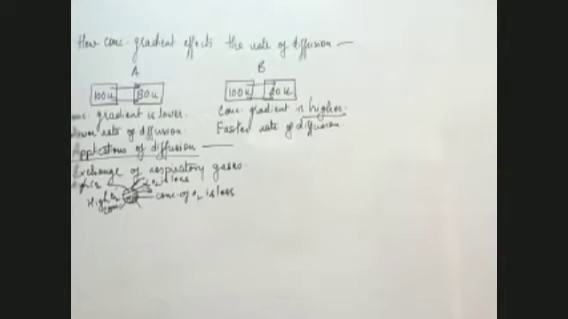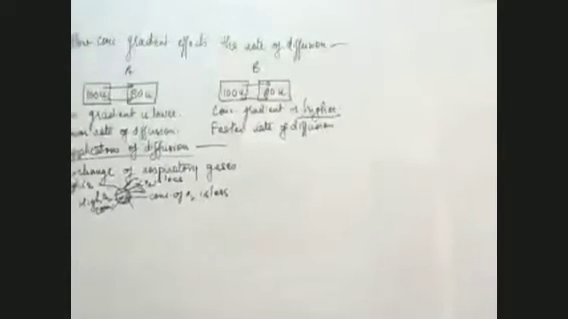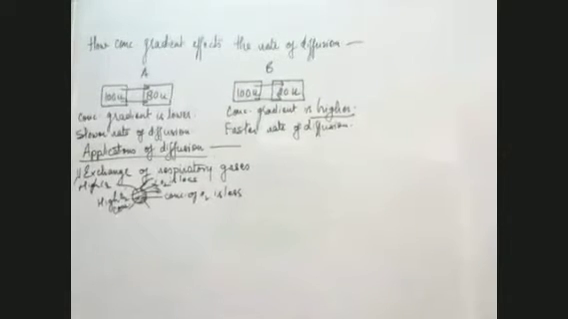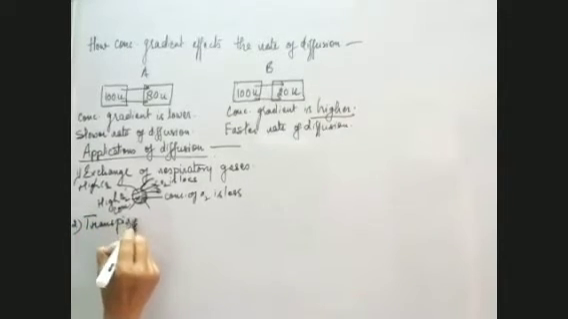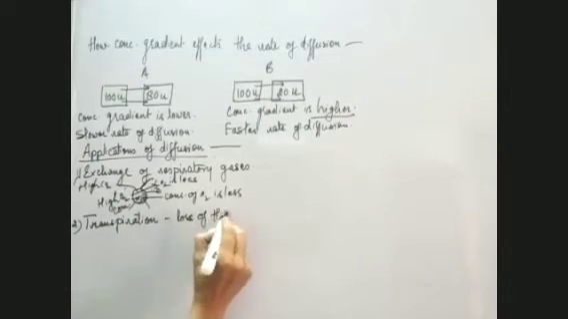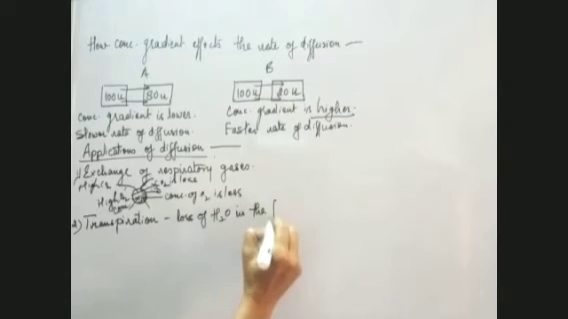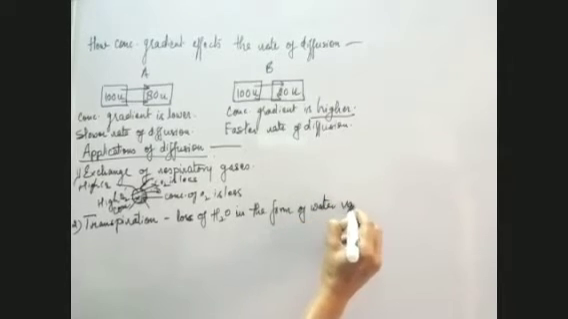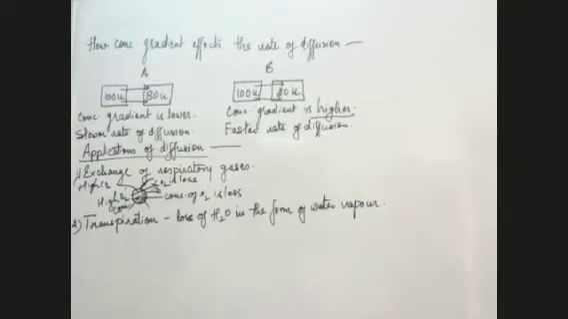The second process where diffusion is observed is transpiration. Transpiration is loss of water in the form of water vapors. When the water is lost in the form of water vapors, we call it transpiration. Now, how is this water lost?